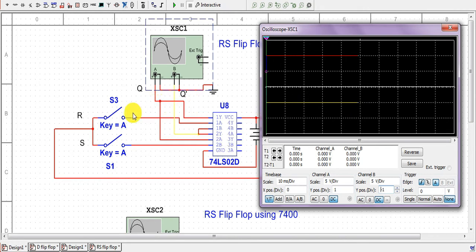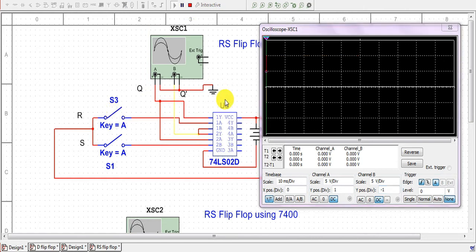Now as soon as we close the R switch, that is, we set the reset position, initially we will see that both the signals are 0, as no inputs are provided, so it will remain in its previous state. So as soon as we close the switch R, the flip-flop comes into the reset state, that is, we will get Q as 0 and Q bar will be 1.